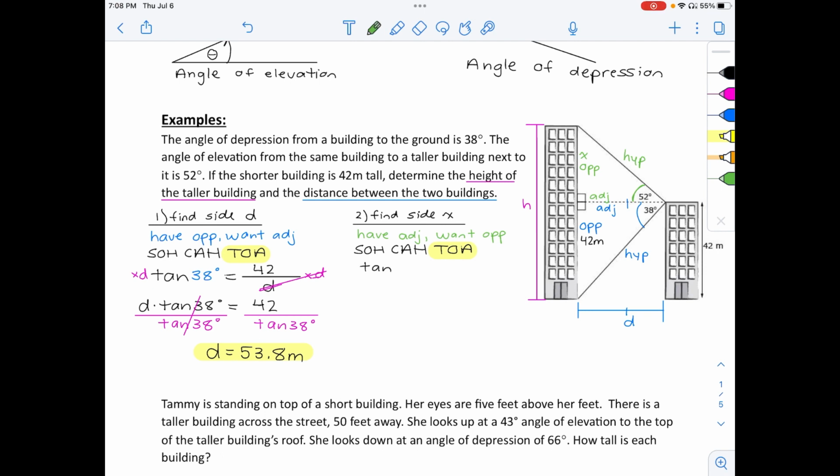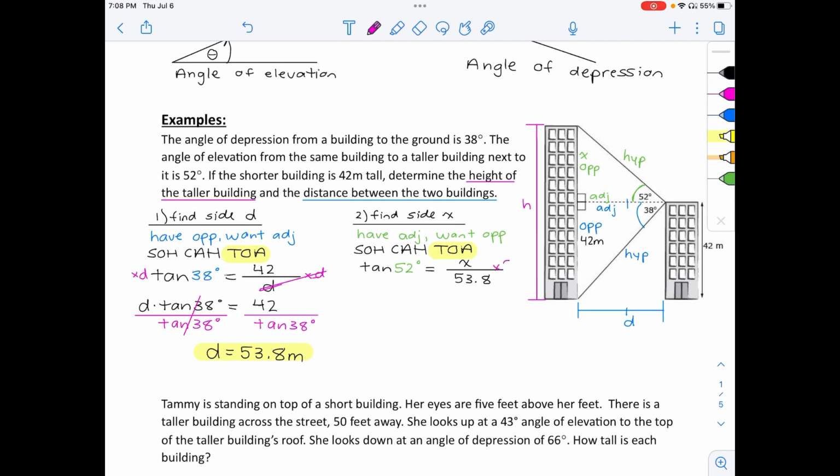of 52. Make sure you're paying close attention to which angle you are using, just depending on what question or which part of the question you're solving. So tan of 52 is equal to opposite, which is x, divided by adjacent, which we calculated to be 53.8 meters. And this one, because the unknown's on top, to isolate, it's pretty easy.